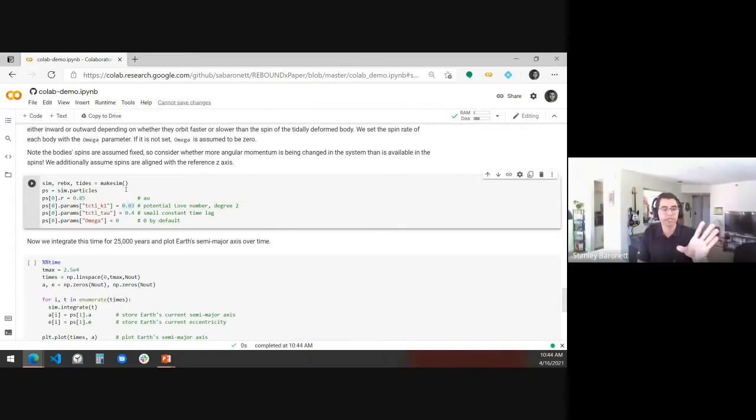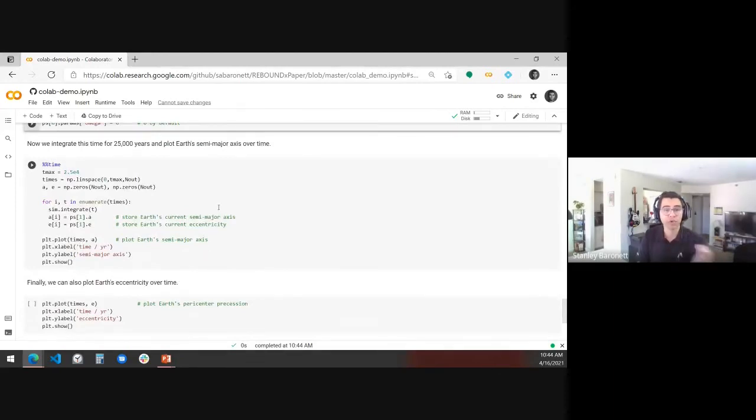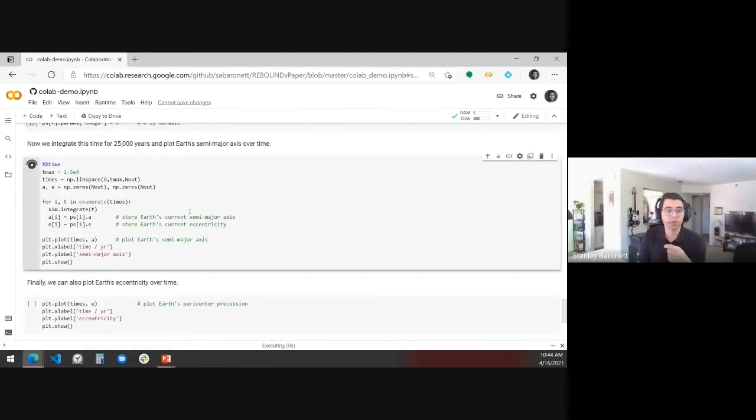That's going to reset the simulation, add the new configurations and the parameters to the star. And so now we're going to reintegrate this system, this time for 25,000 years, and we're going to observe the Earth's semi-major axis over time. So we'll go ahead and run the cell. This is a very similar cell to the one we saw earlier, where we're storing the semi-major axis of the Earth and its eccentricity over time.